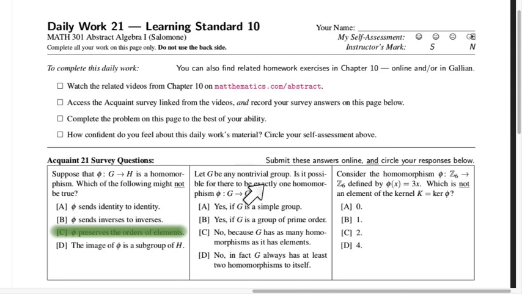If G is a non-trivial group, is it possible for there to be exactly one homomorphism from G to G? Which answer did you say? A, yes, if G is simple. No, because G has as many homomorphisms as elements. No, G has at least two. So first of all, when I say non-trivial group here, what do I mean? It's not necessarily an infinite group. Maybe. How many elements does a non-trivial group have?